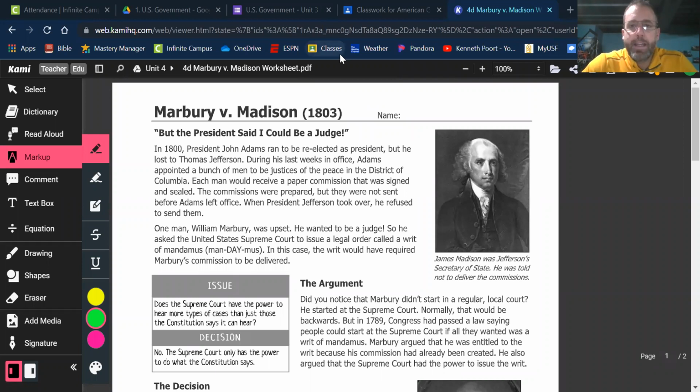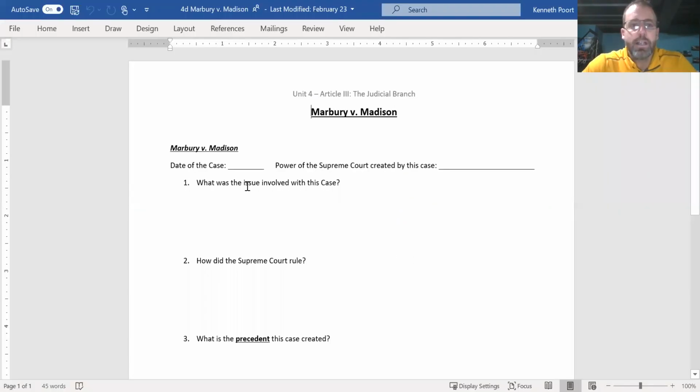As I read through it, make sure you're flipping back to that previous page to fill that out as well. We're just looking for the date of the case, the power of the Supreme Court that was created by this case, and then we'll answer those three questions. What was the issue involved? How did the Supreme Court rule? And what is the precedent? Remember, precedent is the key.